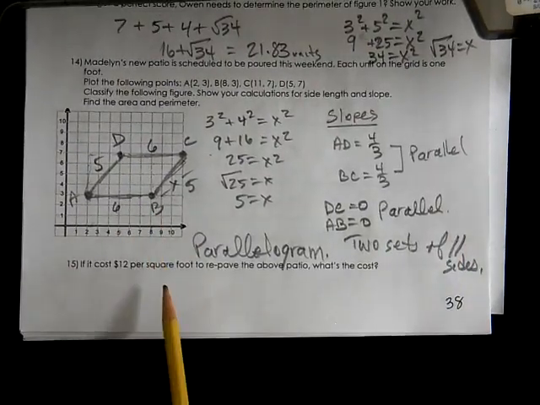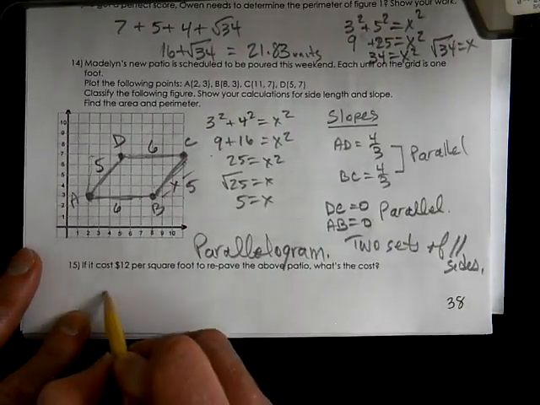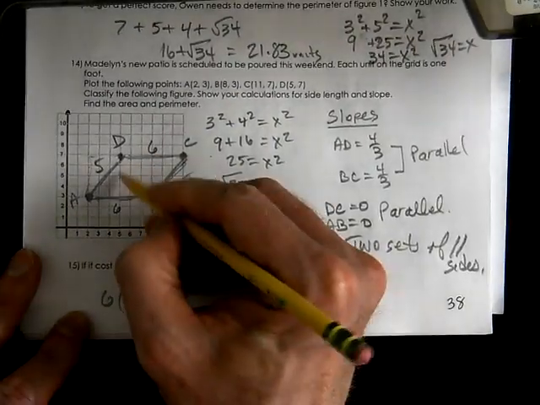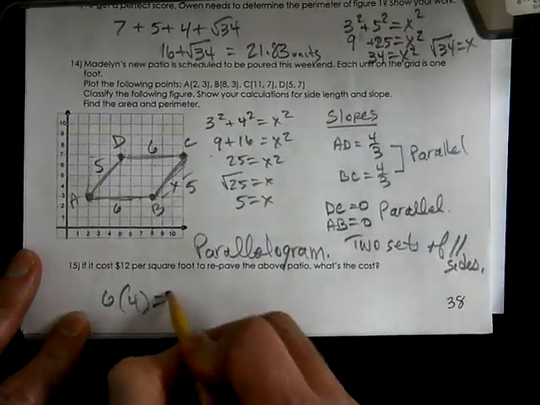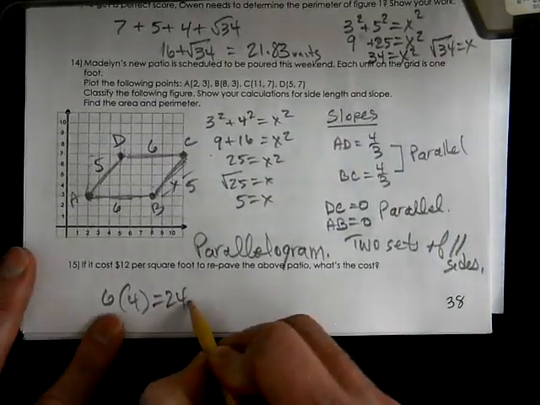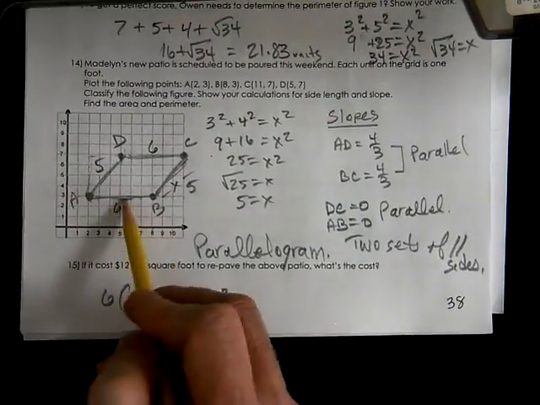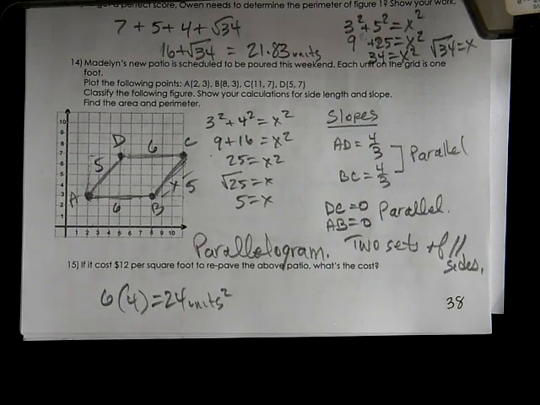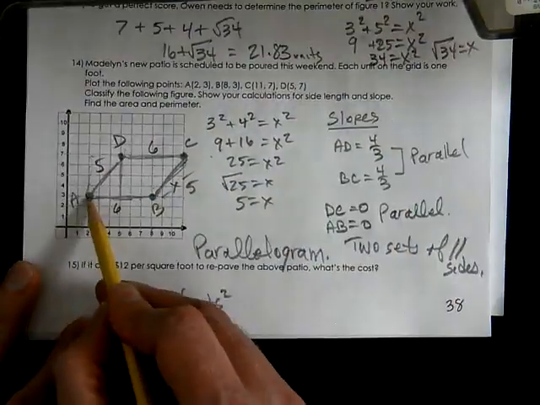Okay, so what's our area going to be? Well, it's kind of a cool formula you can still do. You can do 6 times the height, which is 1, 2, 3, 4. So we have 24 units squared. You can still do base times height. If you don't quite believe that, you can break this into triangles. Most of you would probably do that.